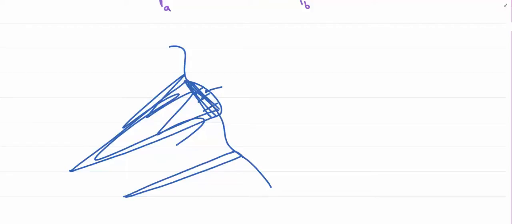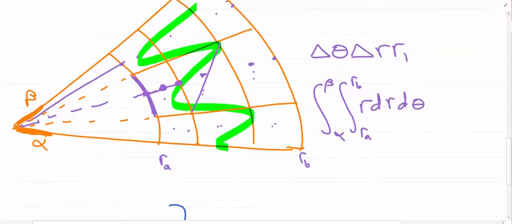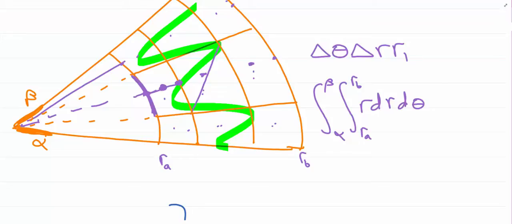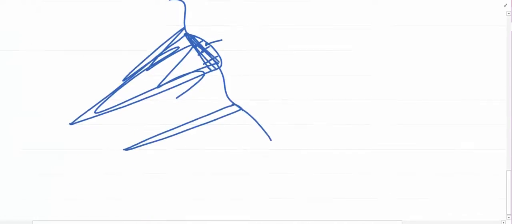Now, this is how we get area. What if we're trying to get the volume under a surface? Well, we've got this, but we've got this surface up here. Well, this is going to give us the area. To get the volume, we need to multiply by the height. Y'all see that?